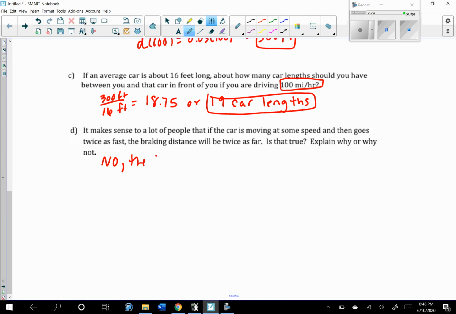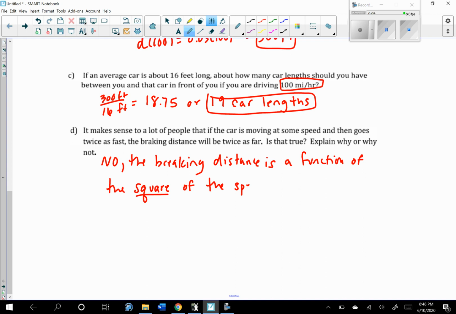The braking distance is a function of the square of the speed. So it's not going to be twice as long, and you can do some examples to kind of show that.